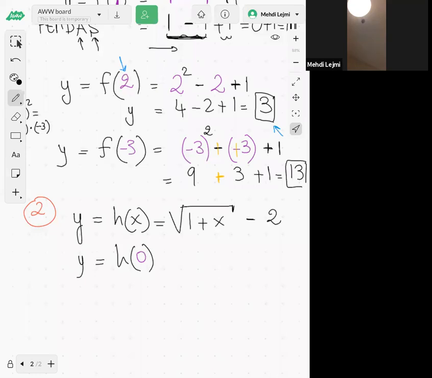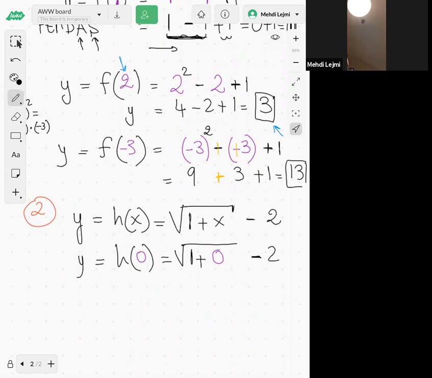So if my input x is 0, so just set x to 0. Well, here's 1. So we're going to keep the 1 plus x, but x is supposed to be 0. So here's my 0. And then there's this minus 2, which is outside the square root, right? It's not under the square root.